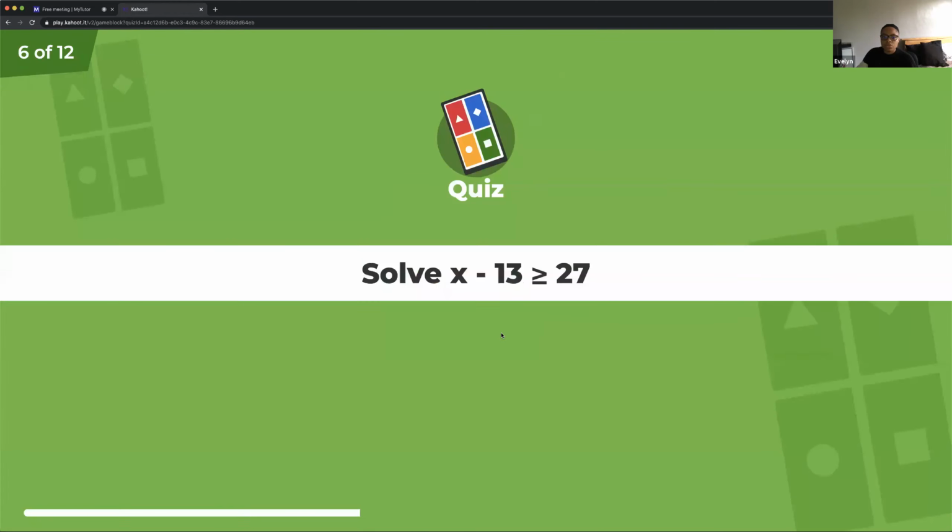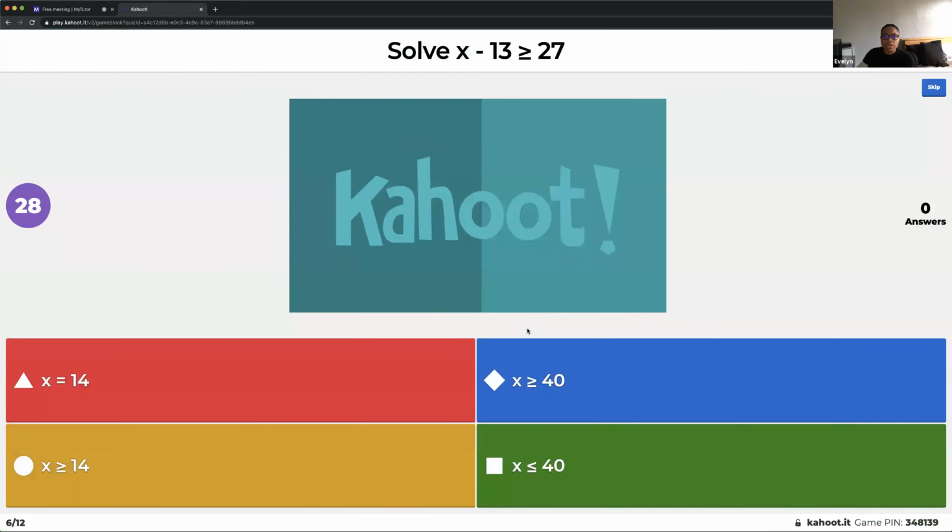Right, have a go at this one. Solve x minus 13 is equal to or greater than 27.